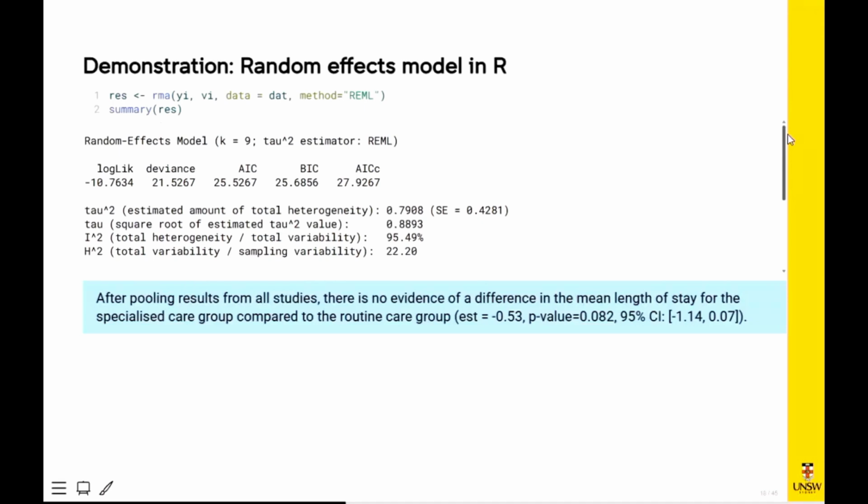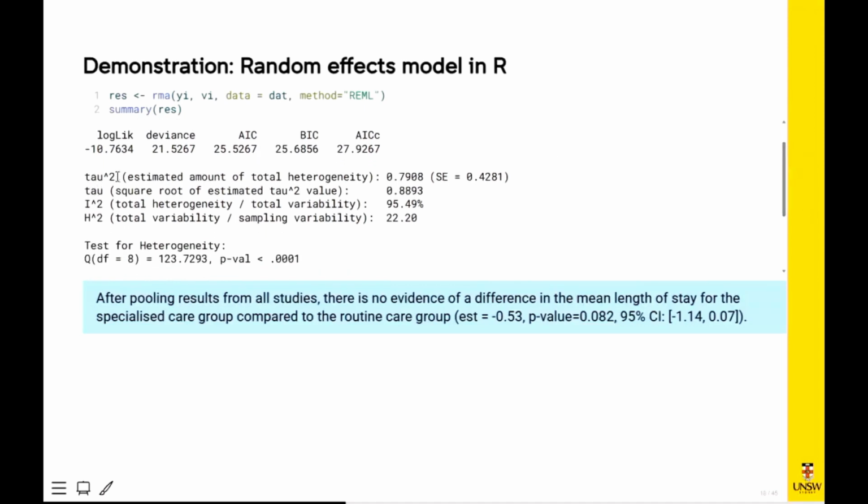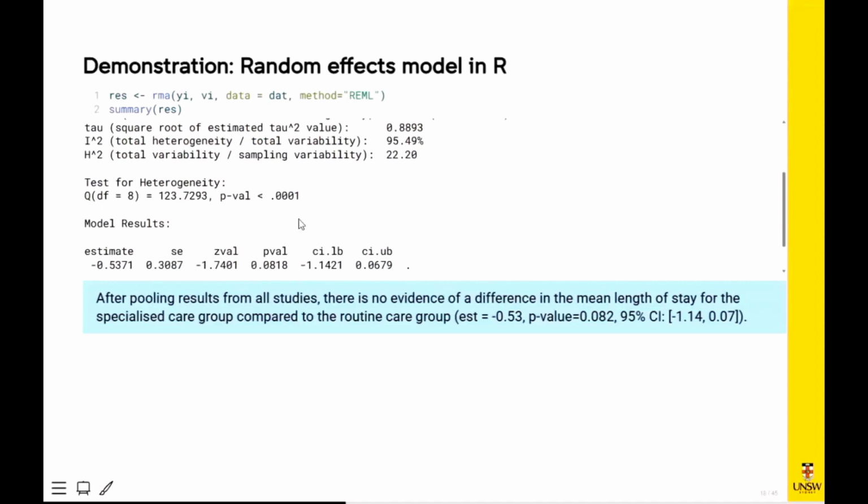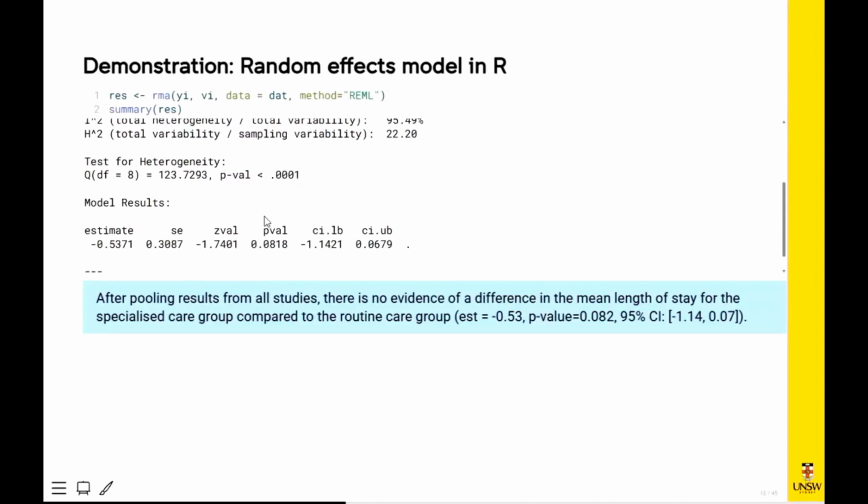So let me just point out a few things that are relevant and of interest to us. Here we have our tau squared. This is our between study variability, that a random effects meta-analysis estimates. We have our I squared, which is one of our statistics telling us about the amount of heterogeneity amongst our studies, and it's pretty high, 95.5. So we have lots of evidence of heterogeneity. There's H squared, another one of the heterogeneity statistics. And then we have our Q statistic down here, which also tells us that, yeah, we've got lots of heterogeneity. And then we actually have the results down at the bottom.